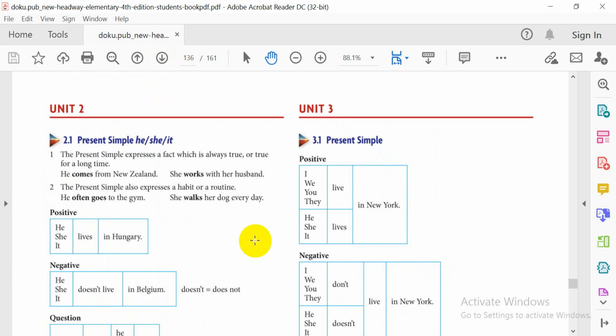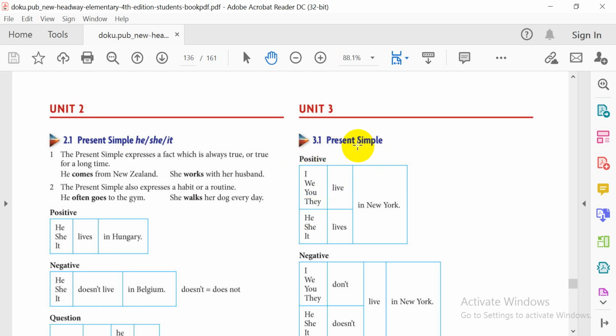Now we take all the pronouns in unit 3. As you know, when we explained this present tense in previous lectures, you must put the subject first, then the verb, then the complement or object.